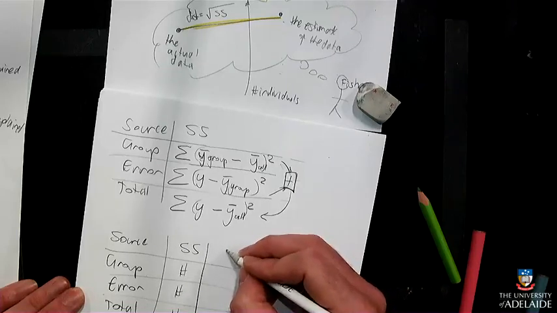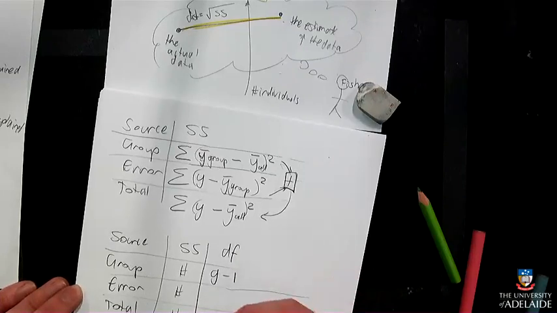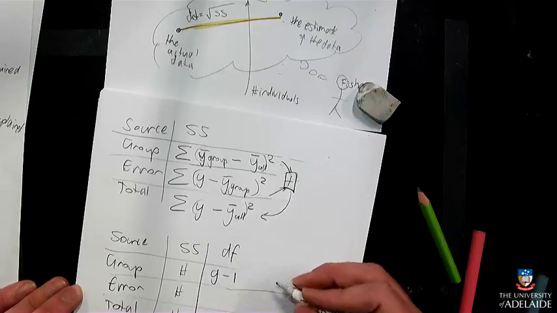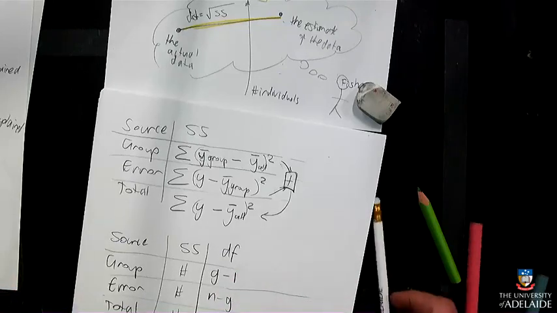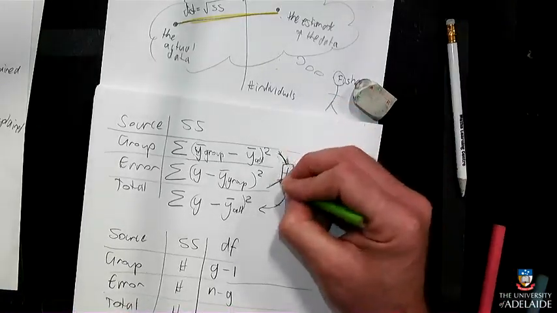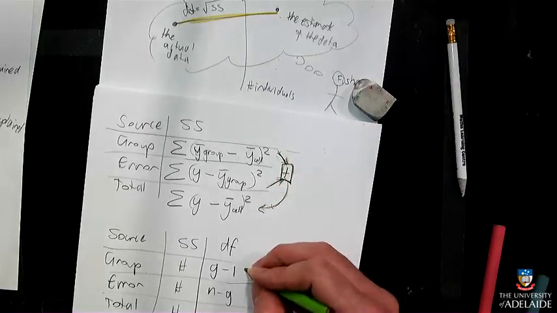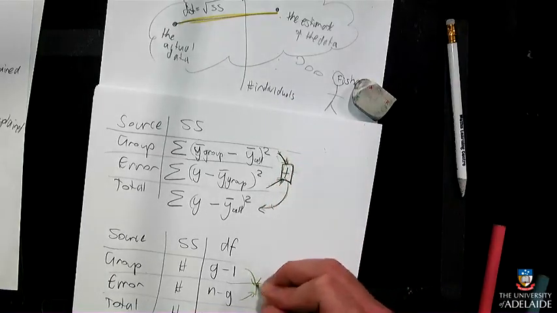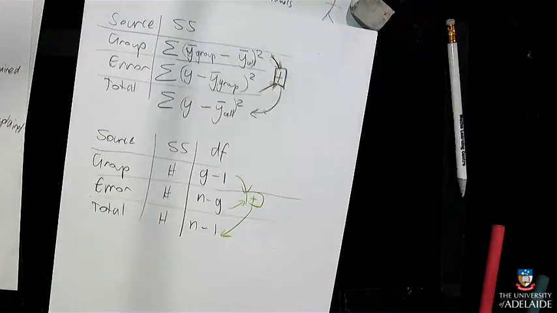And then we have the degrees of freedom. So this is G minus 1, this is N minus 1, and this is N minus G. And we know that these two added together produces this one. Okay, that's the next layer of the thing.